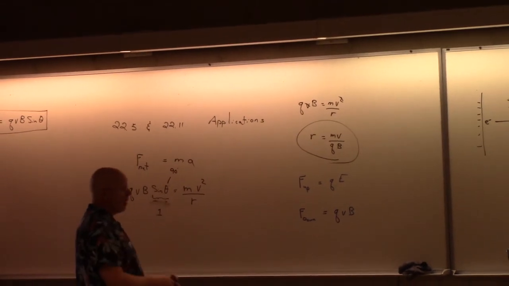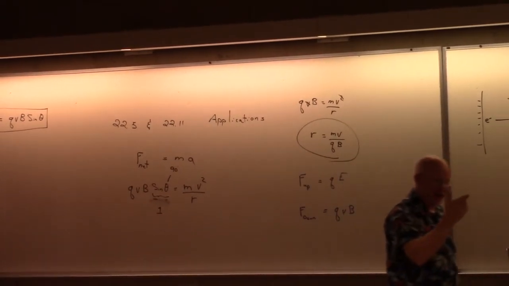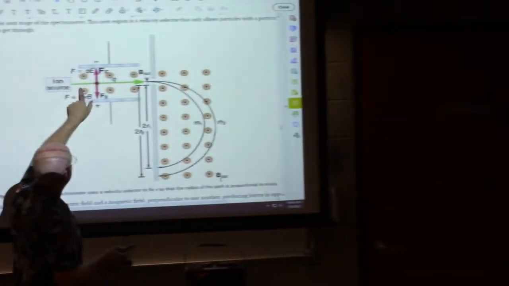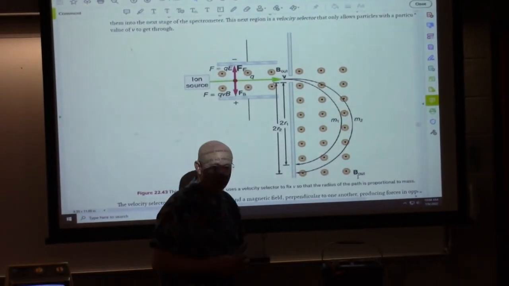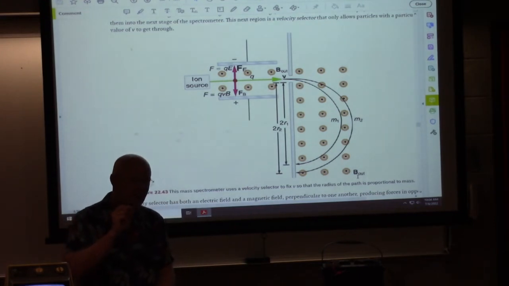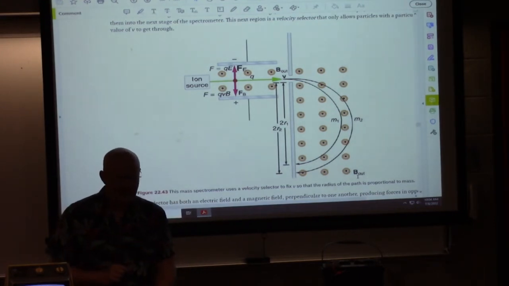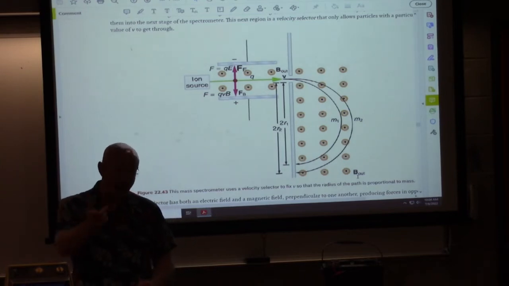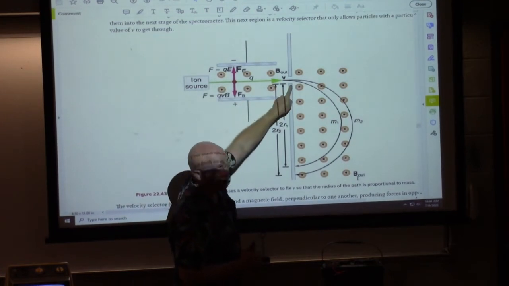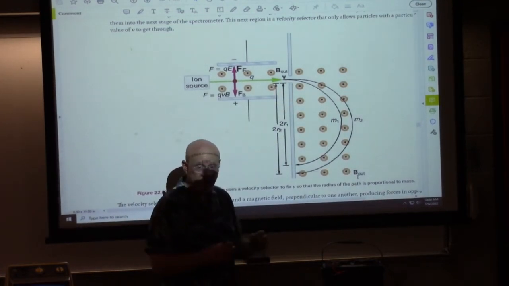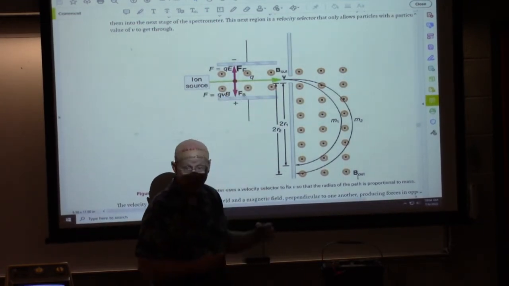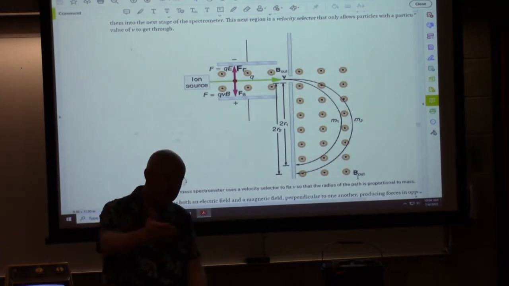Now, if those two are exactly equal, they will go in a straight line. And so this green line is showing the direction of the particles that have what I'll call the magical speed. You see, if they're going too fast, the magnetic field dominates and they angle down and they don't make it through this hole. If they go too slow, the magnetic field's too weak and they go up. Remember, the magnetic field is related to how fast they're going.